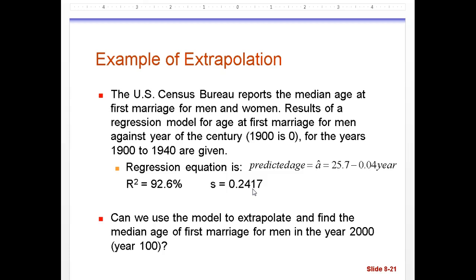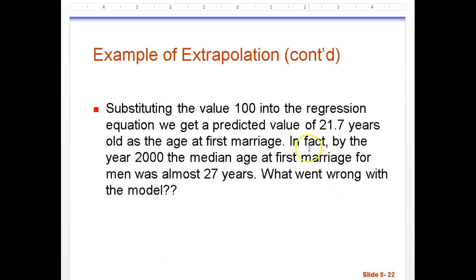Now, the question here is, can we use the model to extrapolate and find the median age of first marriage for men in the year 2000? Now, the way our data are coded, if 1900 is the year 0, then the year 2000 will be the year 100. 100 is the difference between 1900 and 2000. So if I take 100 and plug it into this equation for year and solve for age, what will I get?